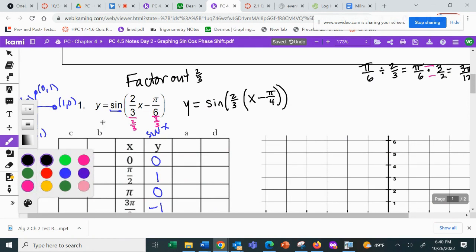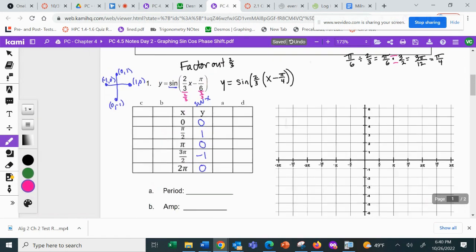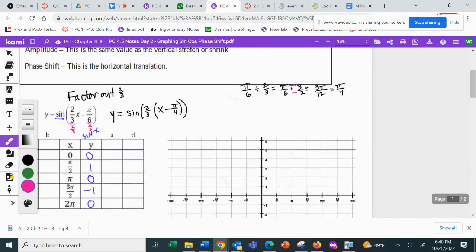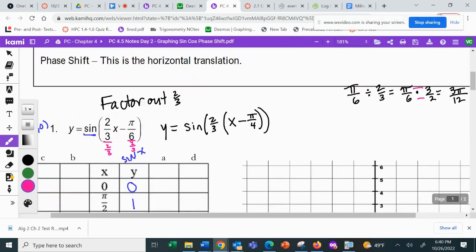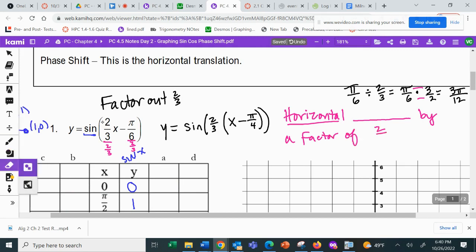I think I'm asking you to do transformations somewhere. I don't know if it's on this. I don't think it's on this one, but I think it's on the assignment, perhaps. So this 2/3, the B value, that's going to be a horizontal. And then it's going to either be a stretch or shrink, which I'll come back to in a second, by a factor of 2/3. Nope. By a factor of something.